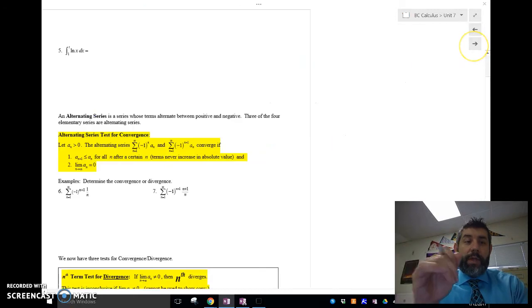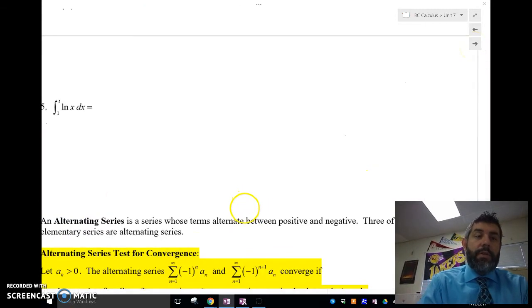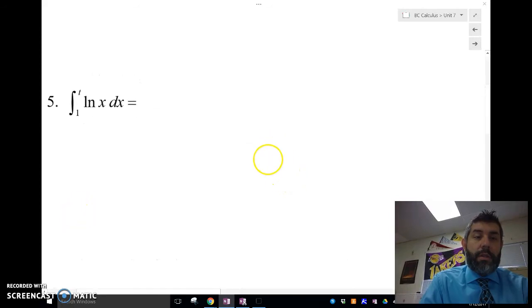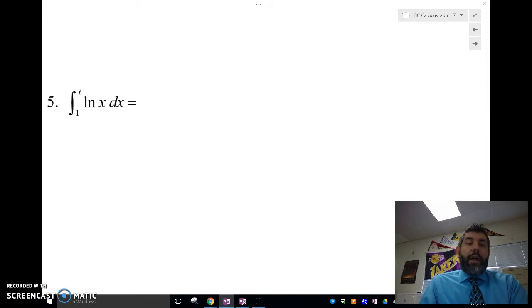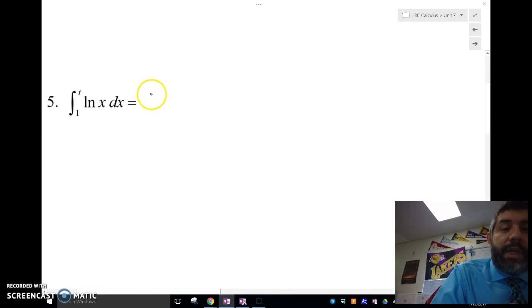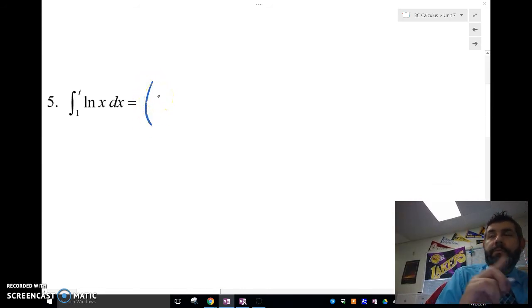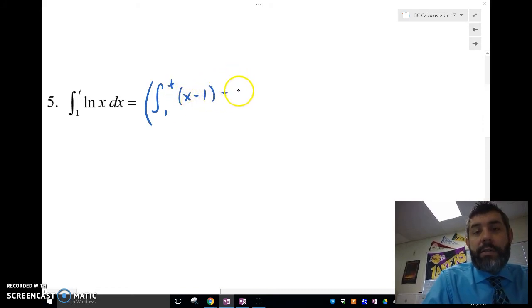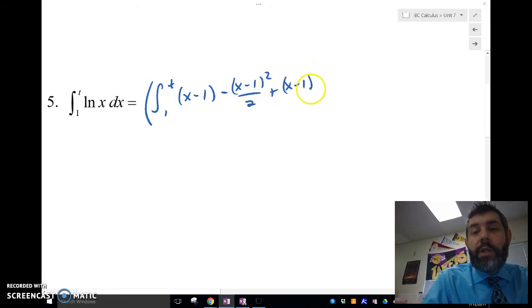Let's take a look at another one here. I'm just going to do one more. Okay, the integral from 1 to t of ln x dx. All right, so I'm going to take my series, and I'm going to integrate it from 1 to t. So my series was (x minus 1) minus (x minus 1) squared over 2 plus (x minus 1) cubed over 3 and so forth.